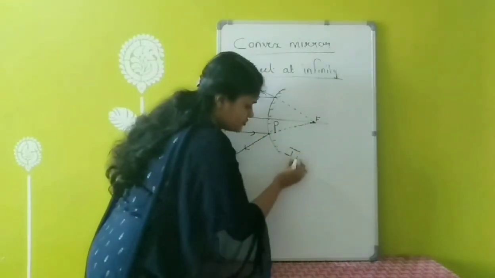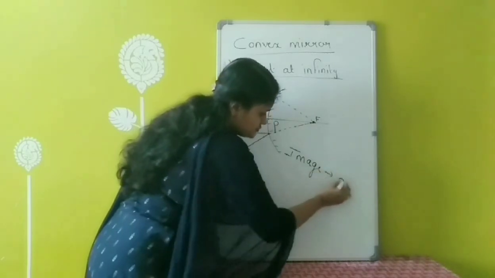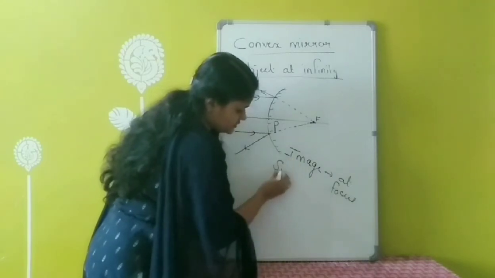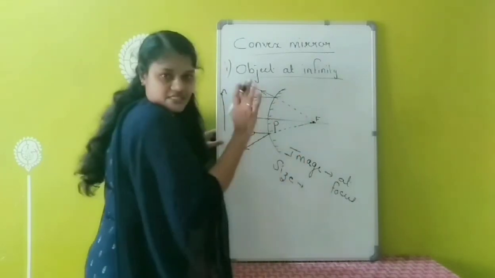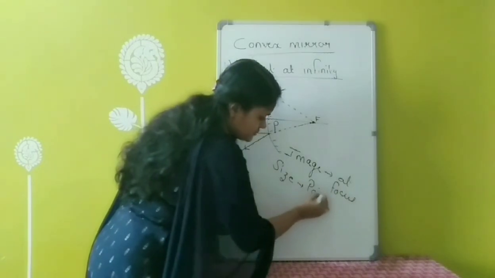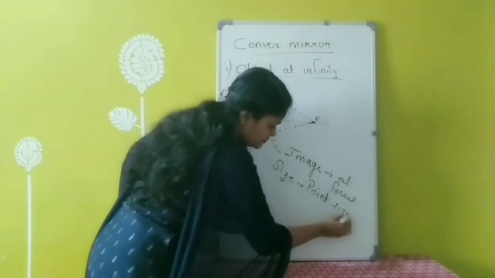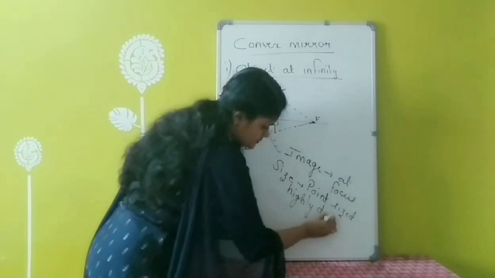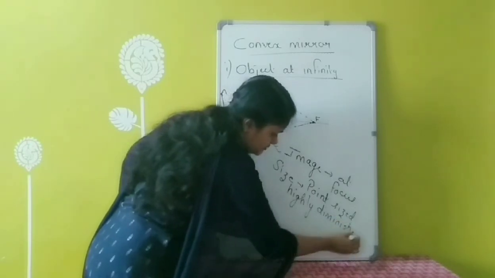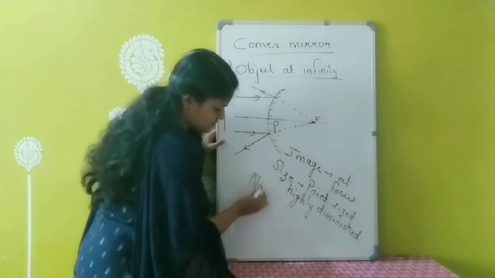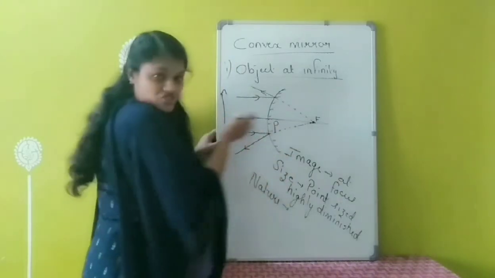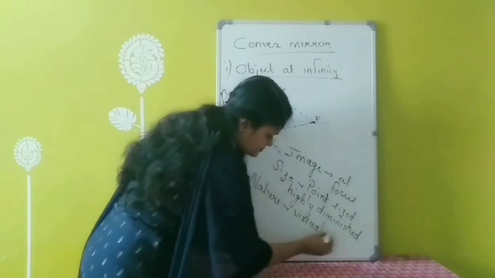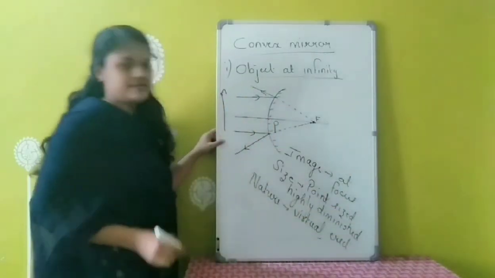So image we are getting at focus. And what about the size of the image? It is point sized only. So it is point sized, highly diminished. Highly diminished image, and nature of the image is, it is not actually meeting, so it is a virtual erect image. Virtual and erect. So this is the first case.